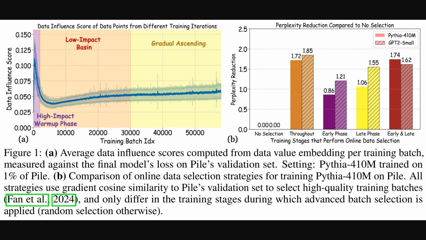Okay, so Figure 1 here really illustrates this temporal dependence. Part A shows the average data influence score across training batches for Pythia 410M. You can clearly see these distinct phases: a high-impact start, then a long, low-impact period, and finally, influence gradually rising again. Part B then shows that focusing data selection efforts only during those high-impact early and late phases, well, it gives nearly the same performance boost as selecting throughout.